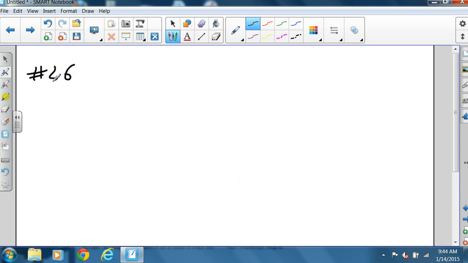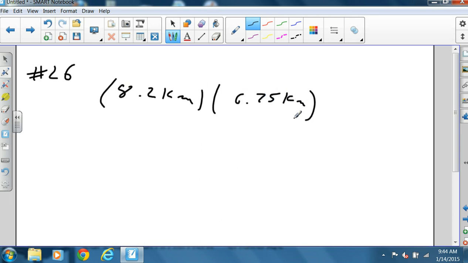Gee, why don't we do 21? That looks cool. Resistance problem. Number 26. Stay on task. 8.2 kilometers times 6.75 kilometers. Okay, time to use the calculator.